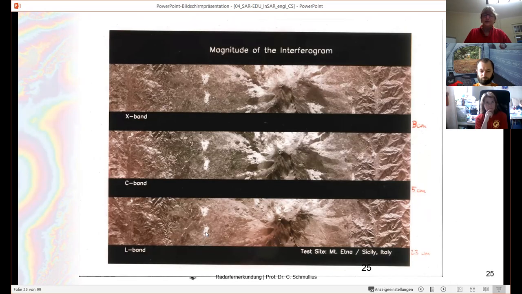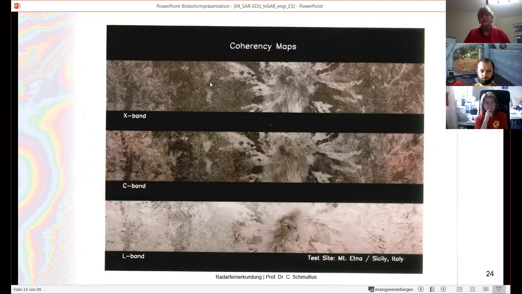And then maybe look at something else here, the cities that show corner reflection for all three wavelengths. They're bright everywhere. And looking at the coherence, of course, the city is not changing. So the city has to have high coherence in all three wavelengths again. So there are no changes. That it looks a bit like speckle again here is possibly, we would have to zoom in.